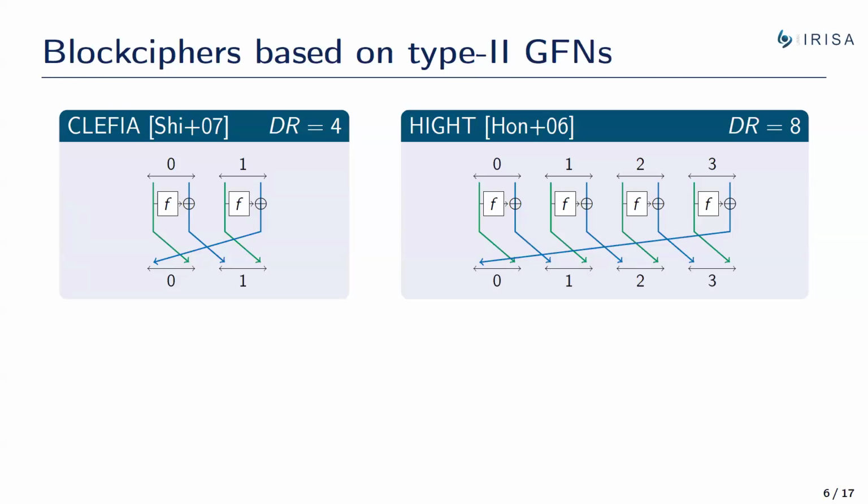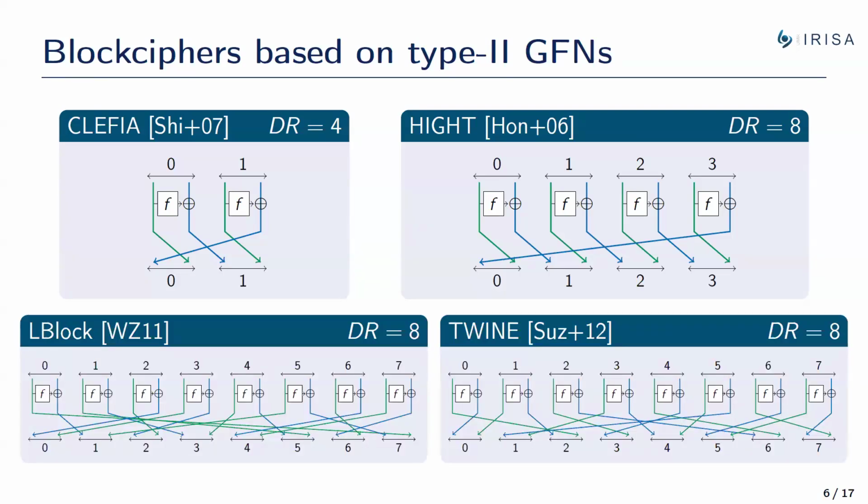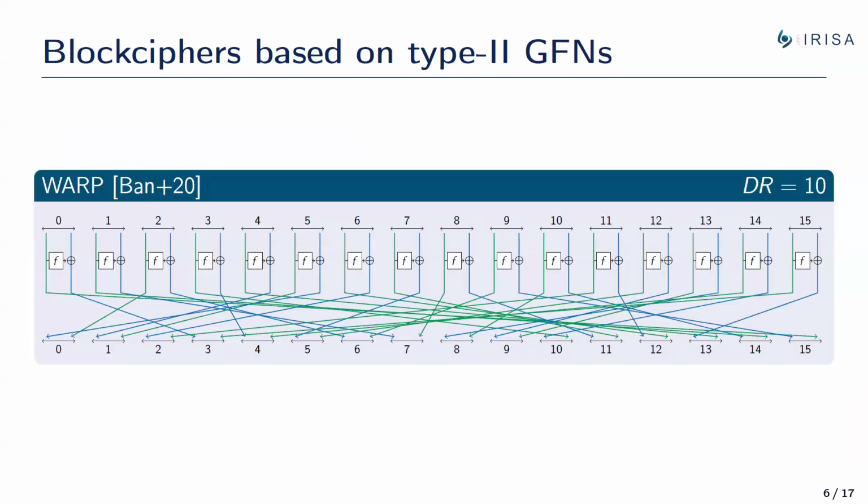There have been several designs of block ciphers based on GFN. Before 2010, they were using the cyclic shift of the branches. So we had CLEFIA and HIGHT with 4 and 8 branches, and a diffusion round equal to the number of branches. Then in 2011 and 2012, there were LBlock and TWINE, which are GFNs with 16 branches and a diffusion round of only 8, achieved by a more complex linear layer. More recently, WARP is a block cipher that has been introduced with 32 branches and an even more complex linear layer, with a diffusion round that is only a third of the number of branches.